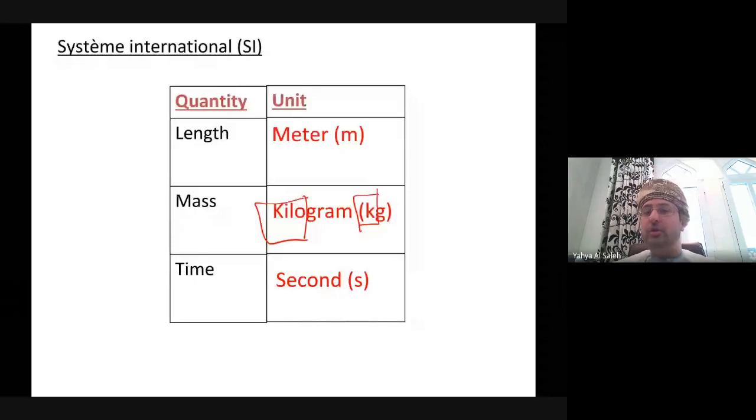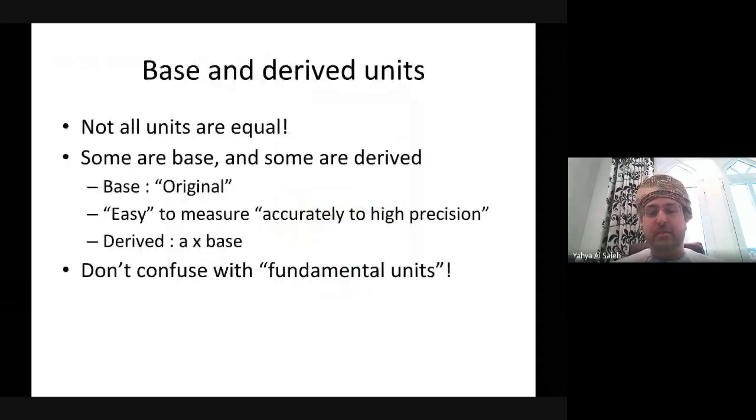Now, not all units are equal. Some are base, like the kilogram, the meter, the second. They are the original measurements. They are easy to measure accurately to a high precision. What is accurate? What is precise? We will do this in the first lab.